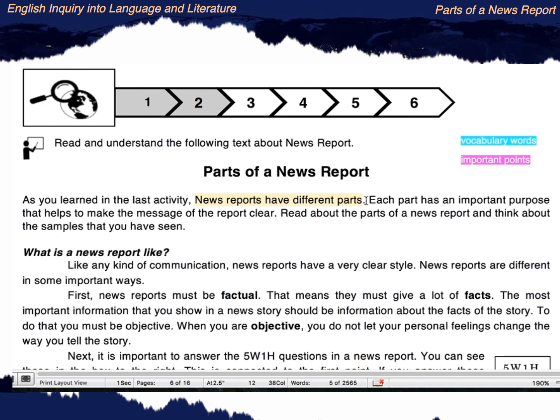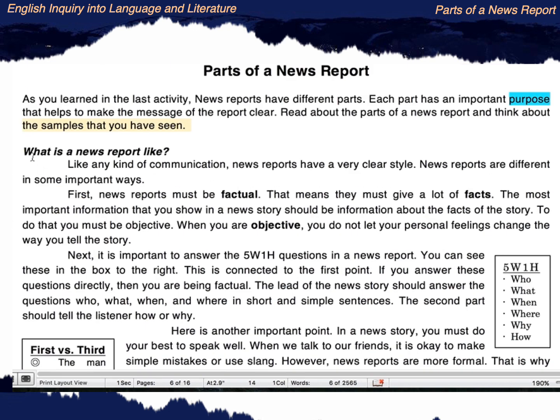Next. Each part has an important purpose. Purpose is one of the related concepts. It means the reason why something is done. That helps to make the message of the report clear. Read about the parts of a news report and think about the samples that you have seen. Samples. The new keychain and the new school lunch are the samples. What is a news report like?